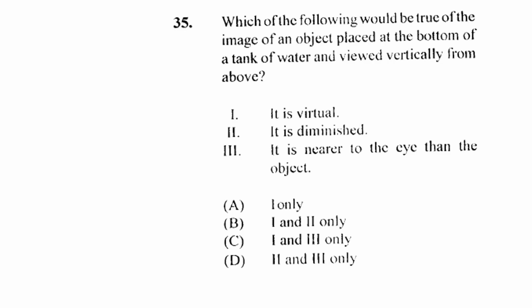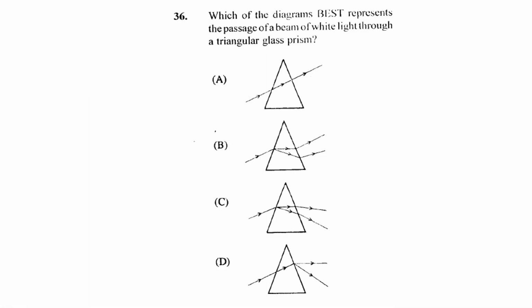Number 35. Which of the following would be true of the image of an object placed at the bottom of a tank of water and viewed vertically from above? 1. It is virtual. 2. It is diminished. 3. It is nearer to the eye than the object. And we have A, 1 only, B, 1 and 2 only, C, 1 and 3 only, D, 2 and 3 only. The answer is A. It is virtual.